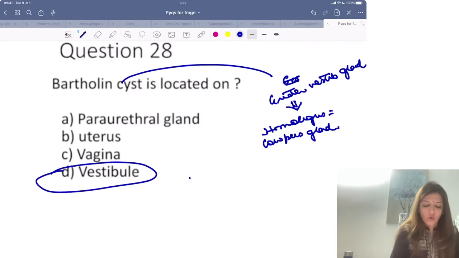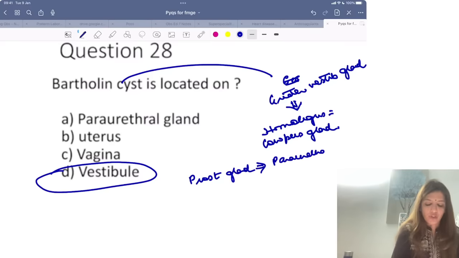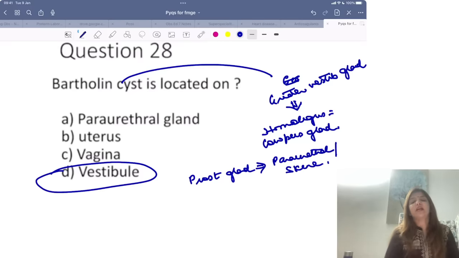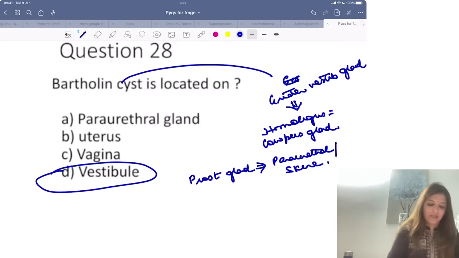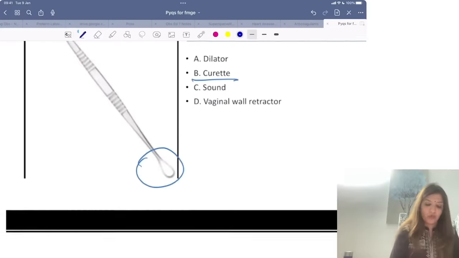Which gland is homologous to the prostate gland? It is the paraurethral glands, which are also called Skene glands. Skene glands are homologous to the prostate gland, right? Bartholin cyst, everything other than that, I have already told you.